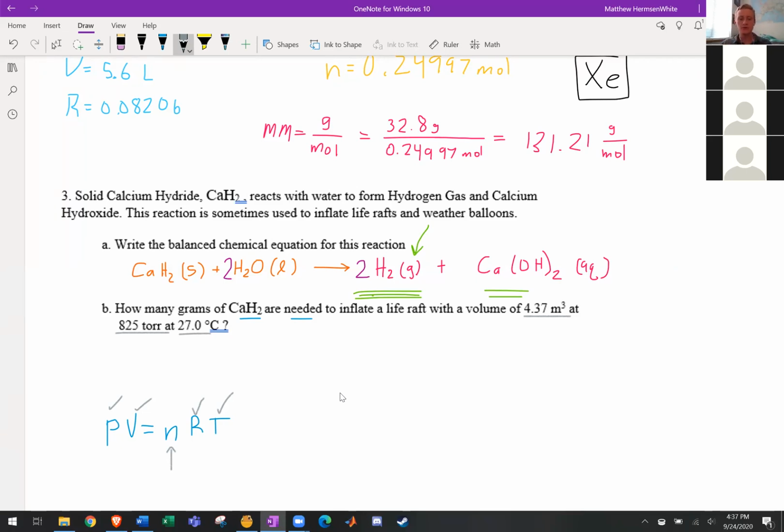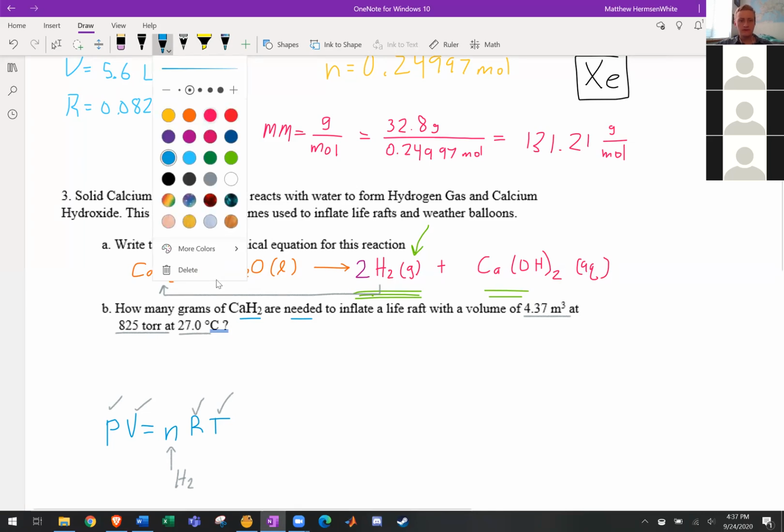So if we can find moles, this is going to be moles of H2. And if we have moles of H2, we can convert back to calcium hydride and figure out how many grams there are. So that is the approach we're going to want to use. So solve for moles of H2.